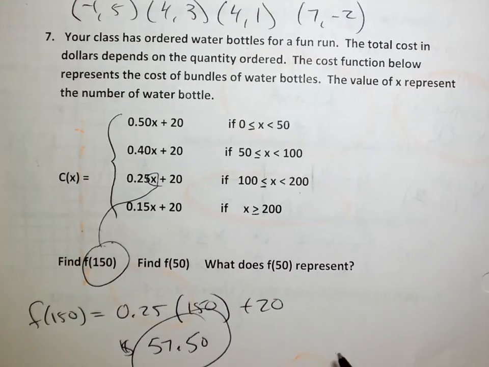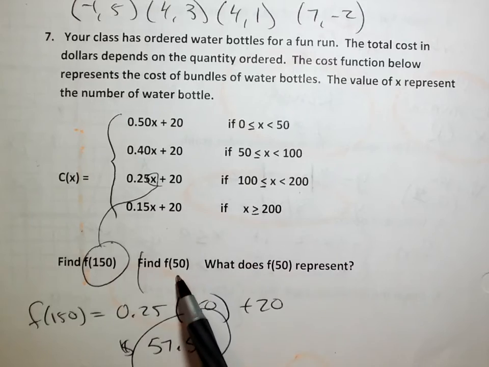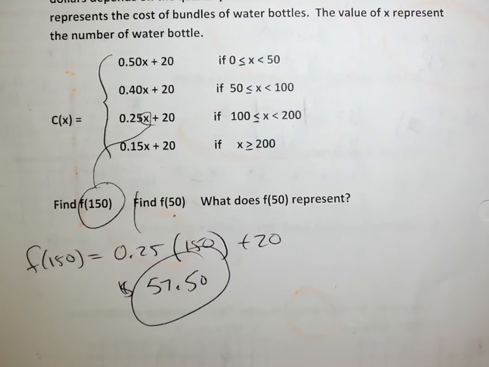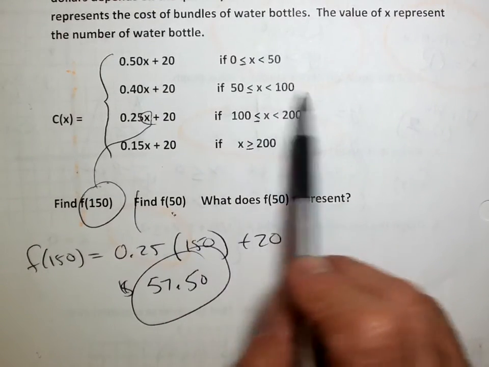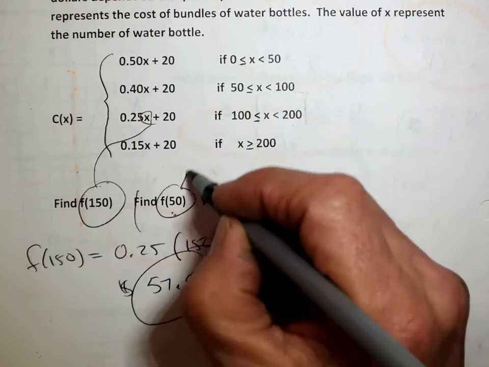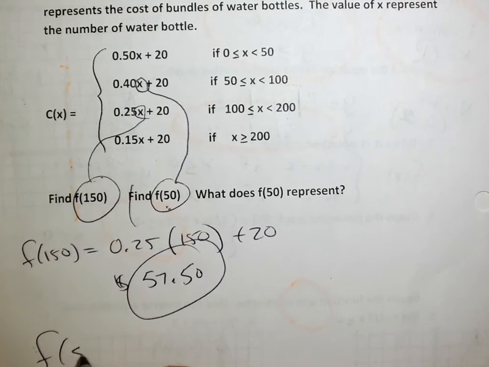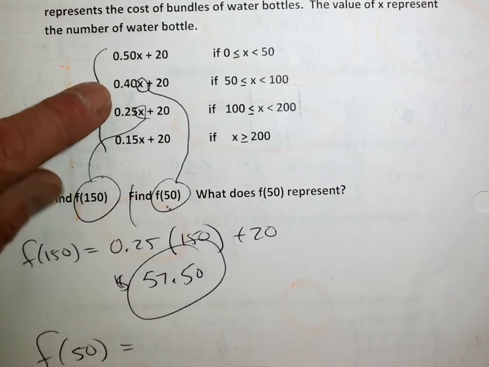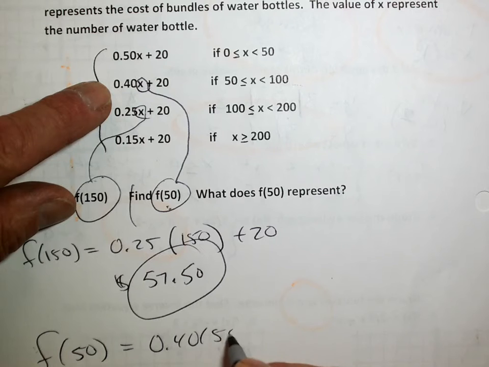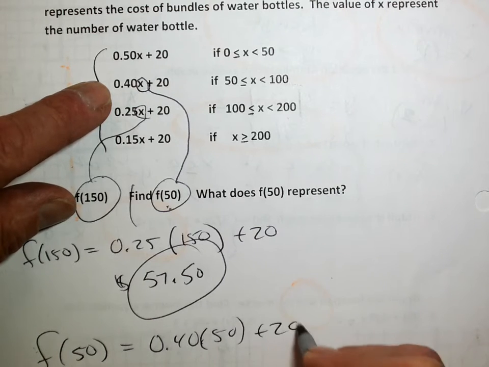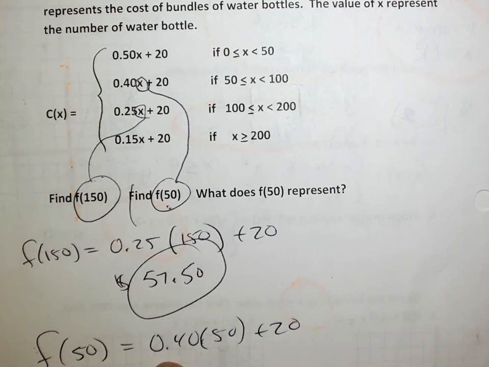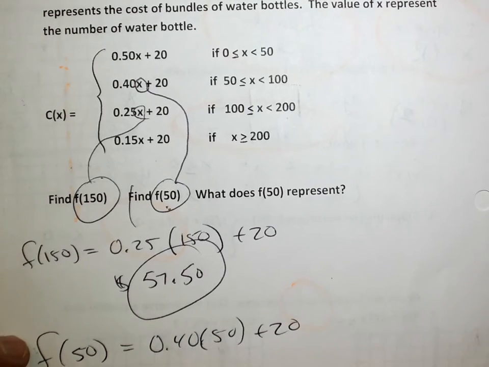F of 50, which one am I going to plug it into? First, second, or third? Okay, I'm on this one. The second. You guys agree? F of 50 has to go in the second one because it equals 50. So it goes right into here. So F of 50 for 50 water bottles is 0.4 times 50 plus 20. And I'm just going to use my calculator on that one. 0.4 times 50 plus 20. And I get an answer of $40.